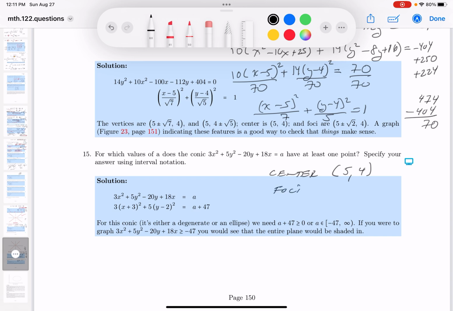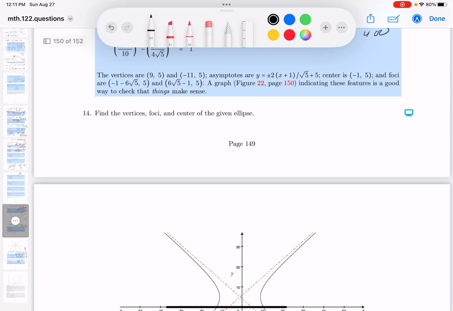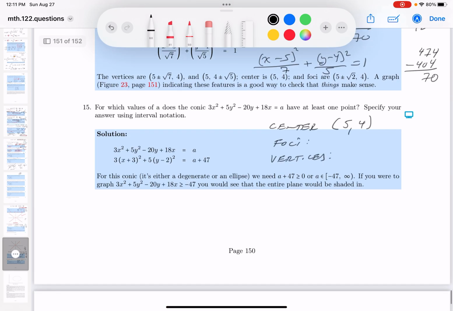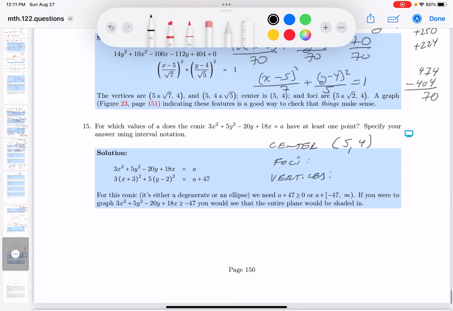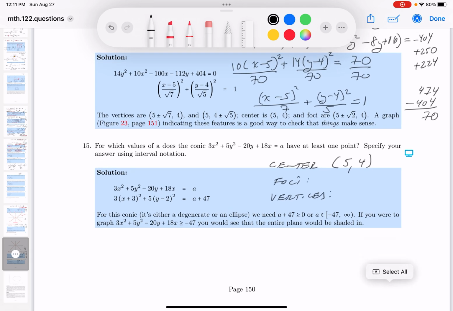They also want the foci, and they also want the vertices. Let me make sure if they ask for anything else. So vertices, foci, and center. Good. That's all they asked for. So let's take a look at this thing over here, and let's do one thing at a time. Let's do the vertices first. To do that, we've got the center, and I'm going to set y to be 4.